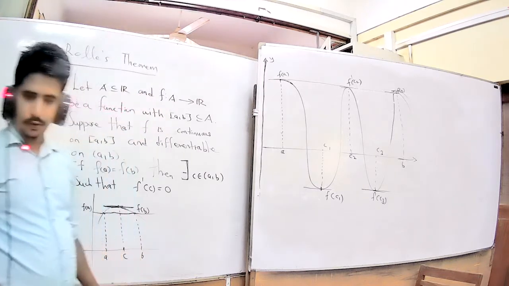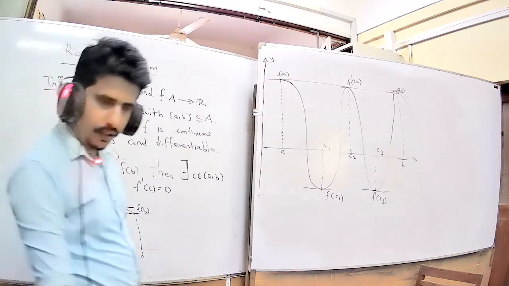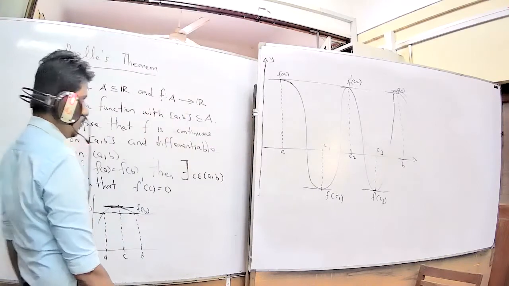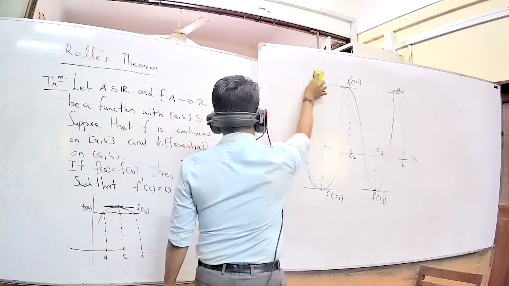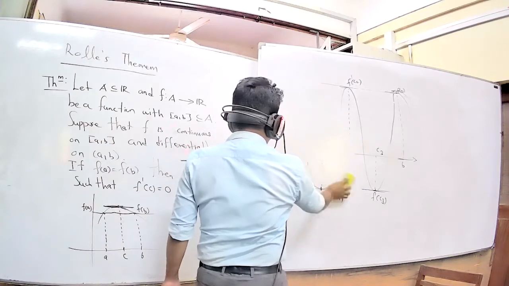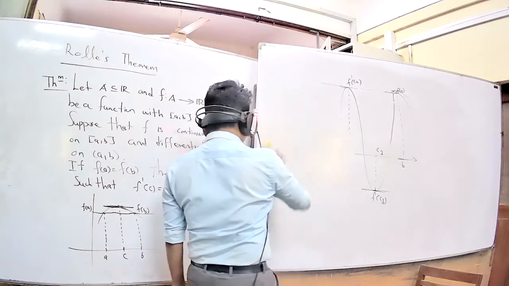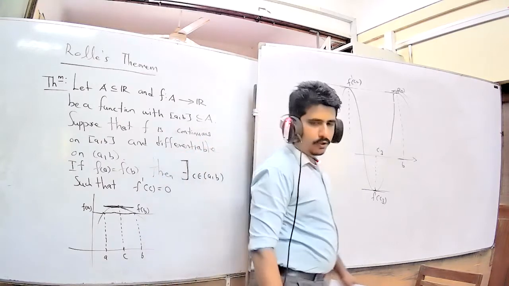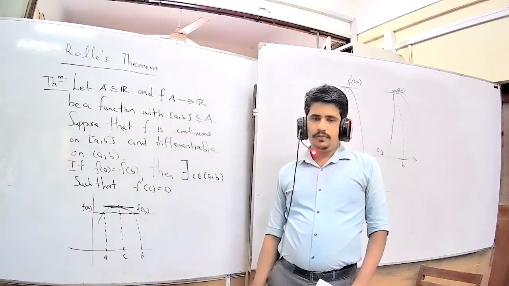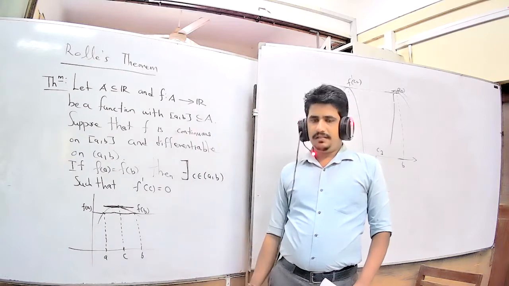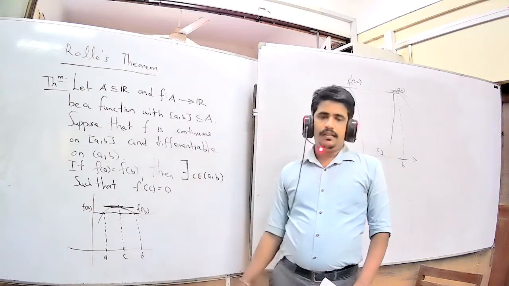Suppose they ask to verify Rolle's theorem for a function. Then what do we do? That is your question now. First, you want to check whether that function is differentiable or not. Suppose it is differentiable, then you can easily say it is continuous, because in calculus we have a theorem: if f is differentiable, then f is continuous.